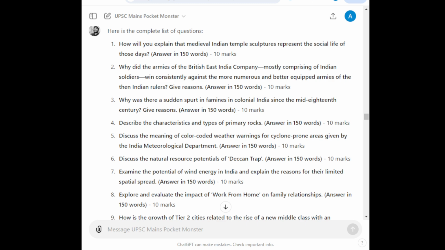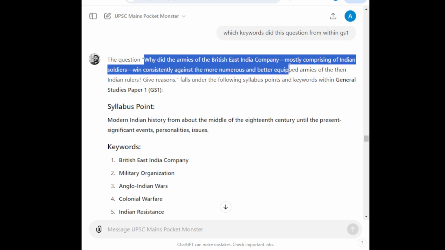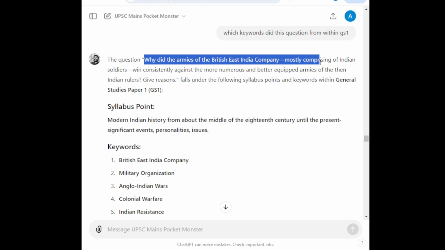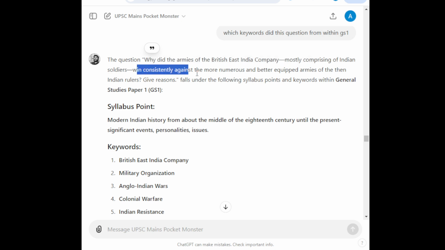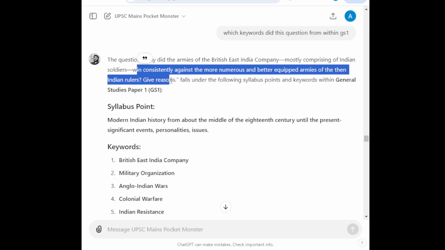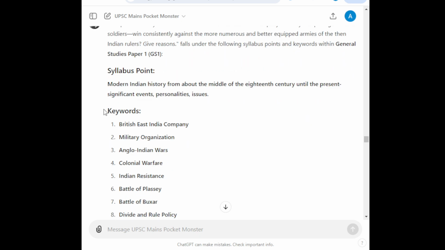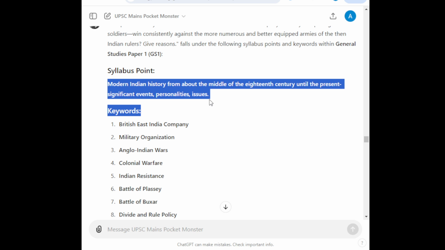So, the second question from the paper: why did the armies of the British East India Company, mostly comprising Indian soldiers, win consistently against the more numerous and better equipped armies of the then Indian rulers? Give reasons. I've already written the answer. The first step we are going to take is that we have extracted the exact line from the syllabus from where this question arises.